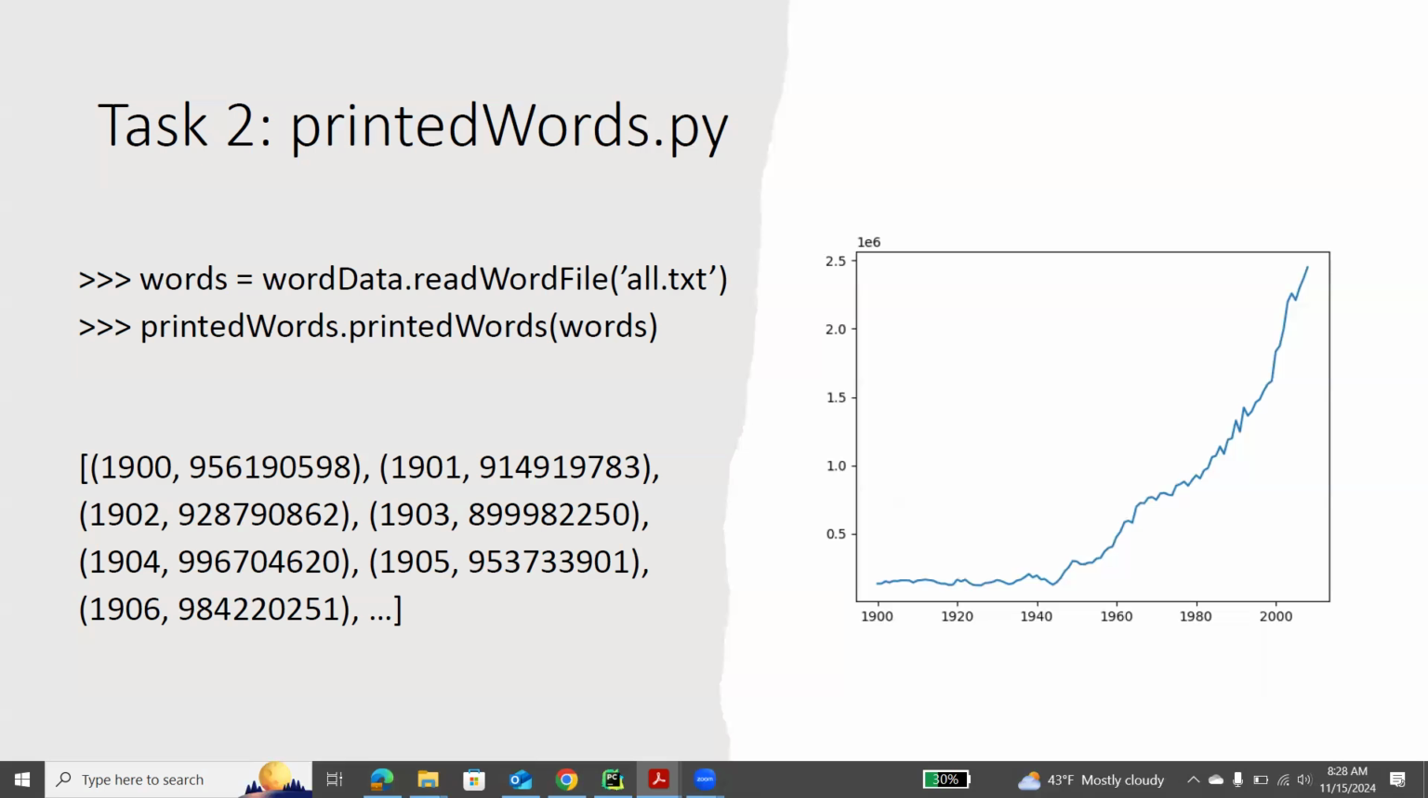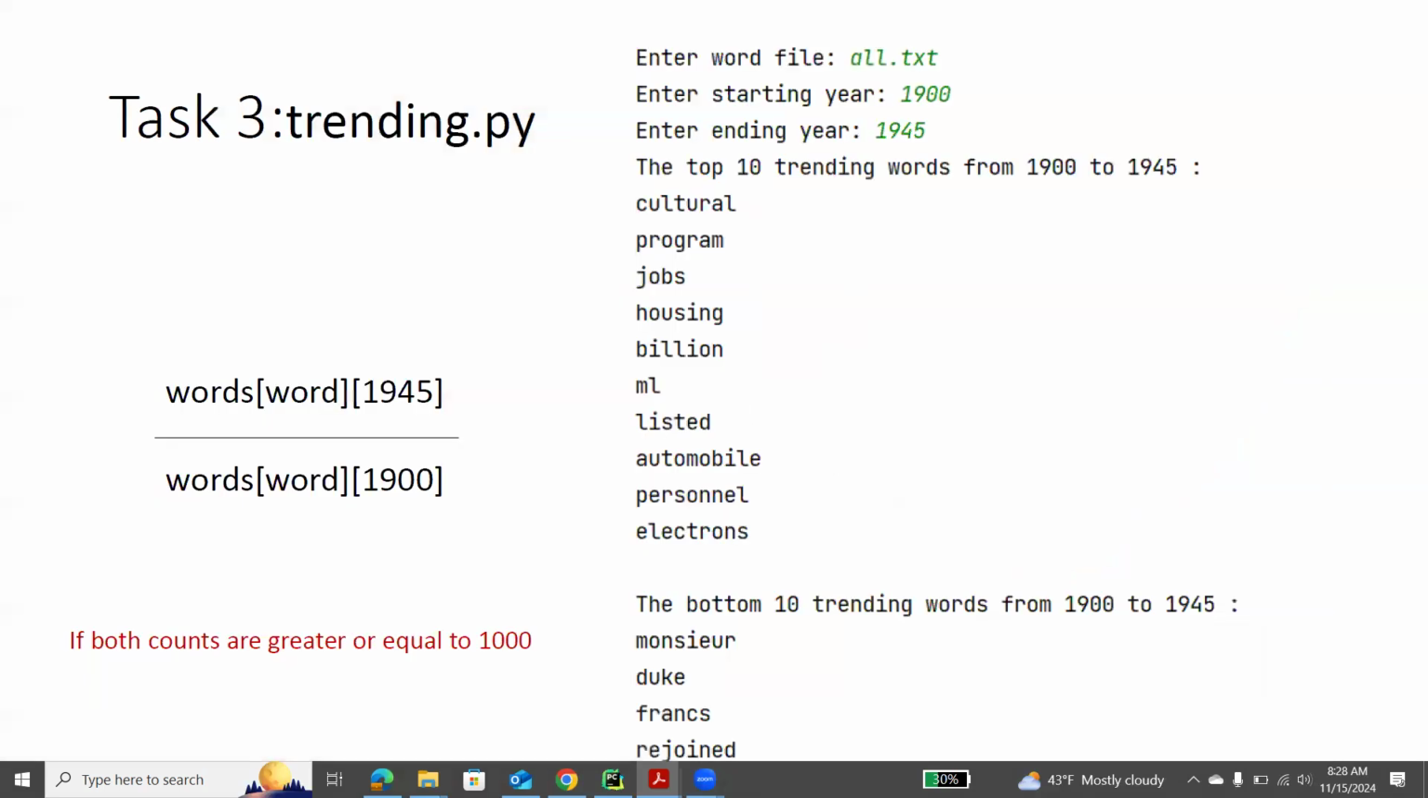Does it make sense? Okay, let's go to the next task, task 3. As you can see here, the user can input the two numbers, the beginning date and the ending date. And you will write a function that calculates how many times this word was printed, but in this range. Not overall, but only between these years.